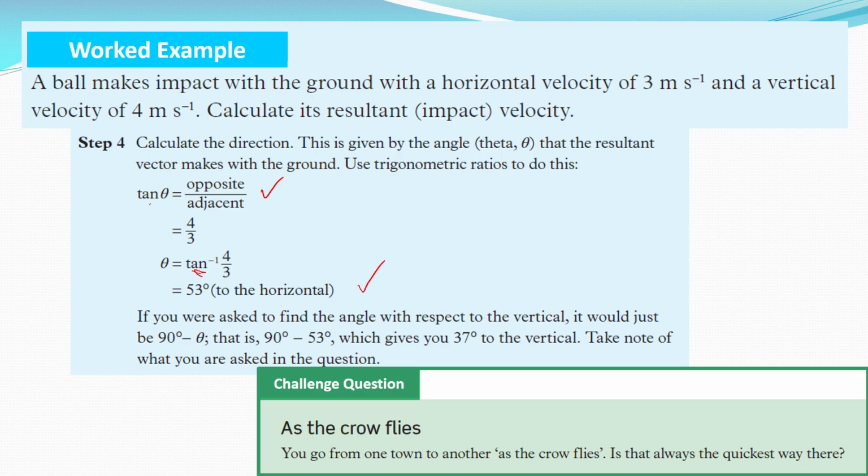All right, note the point down there. Depends on what the question's asking you. Is it asking you to the horizontal? That's often what we use. In some cases, the question may talk about what is the impact velocity compared to the horizontal, to the vertical. Then you just have to subtract it from 90 degrees.